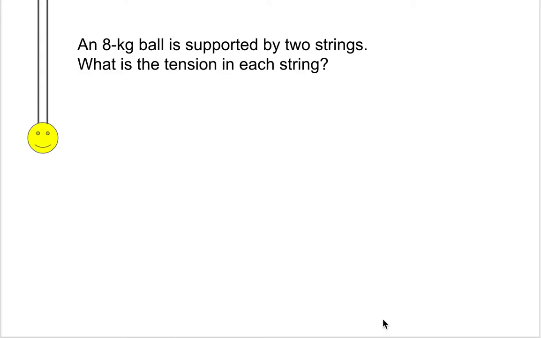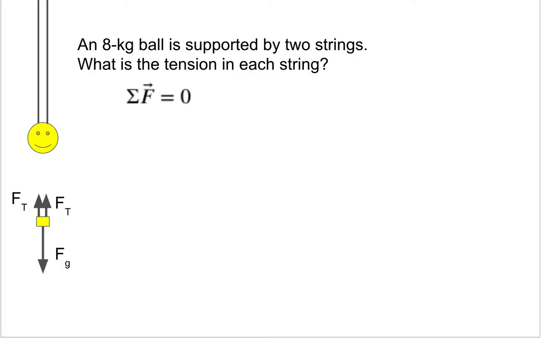This situation has a slightly different setup. There's actually two strings that are supporting the ball. So let's think about how that would affect our calculations. First of all, we would still do something very similar in that we would think about there being an equilibrium, that the sum of the forces would be 0. So we'd want to really think about what forces are acting on this ball.